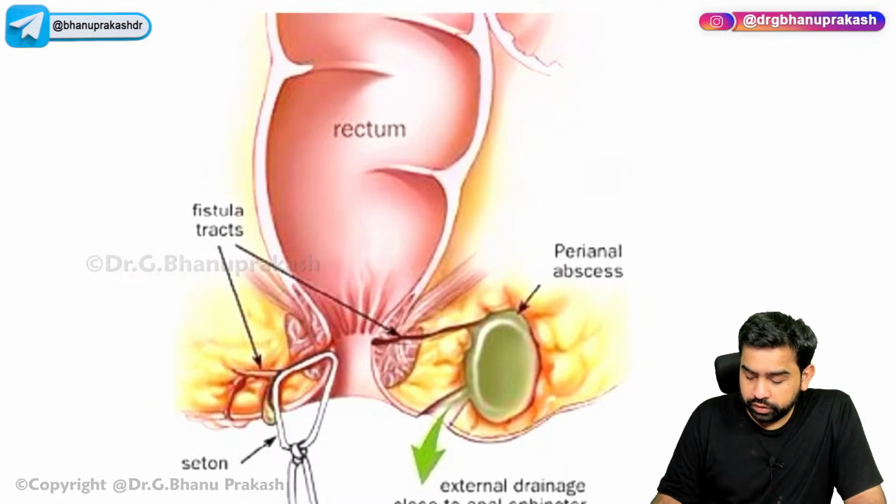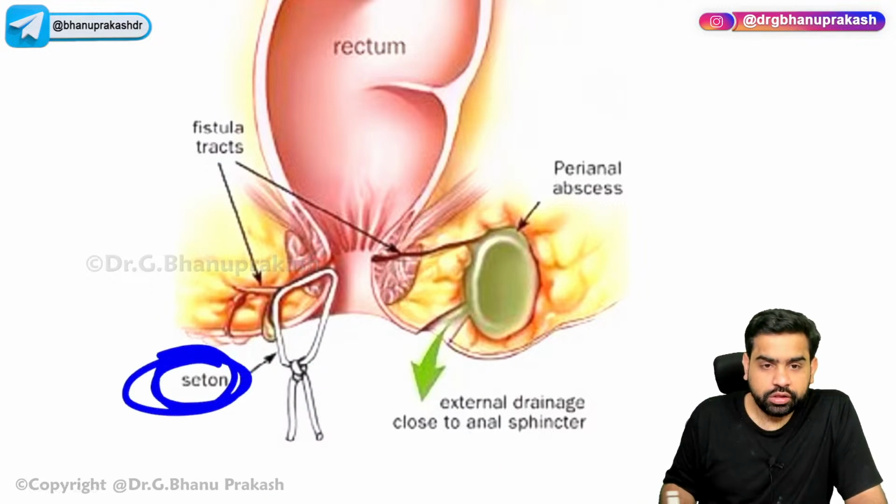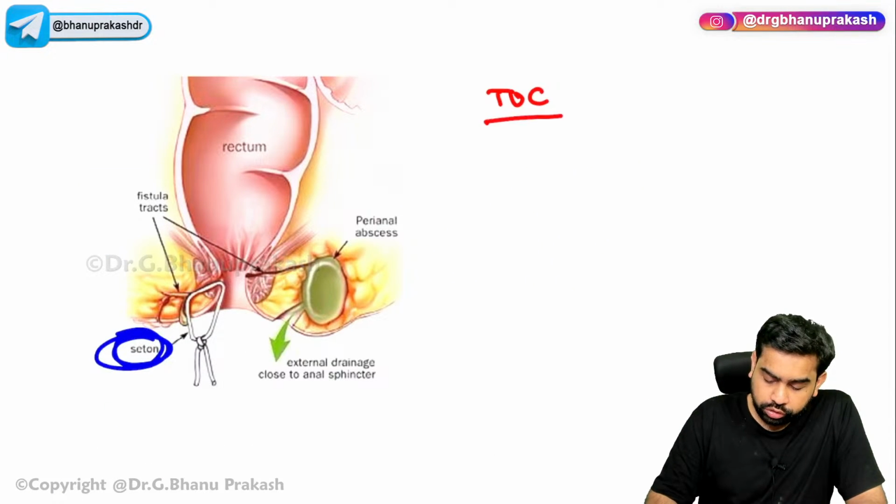Now one of the treatment measures of this is, what is this? It is written over here. This is a seton. So if I ask you what is the treatment of choice of your fistula in ano?